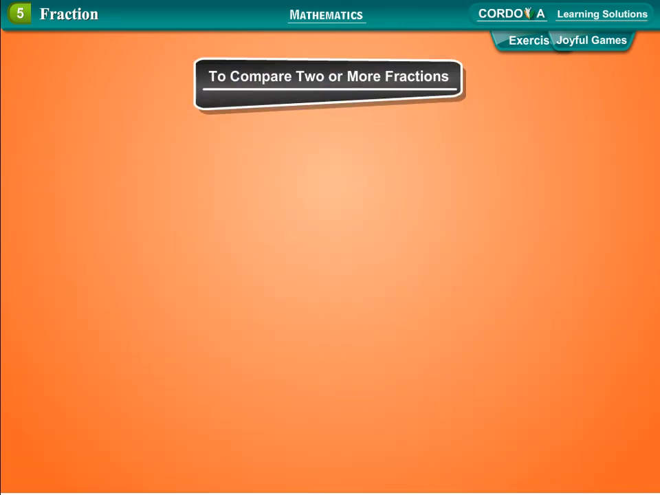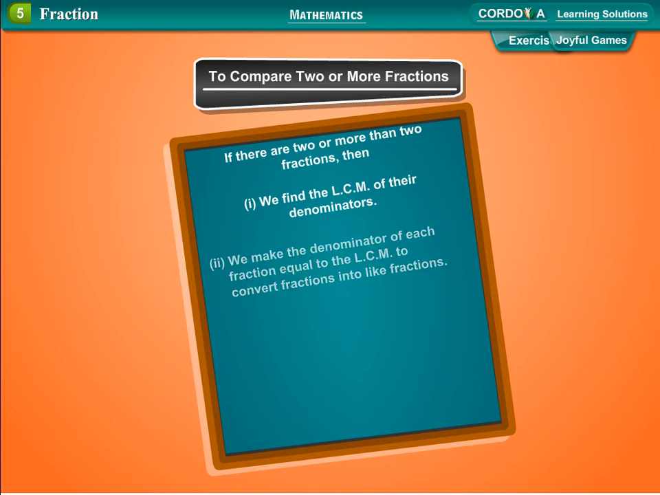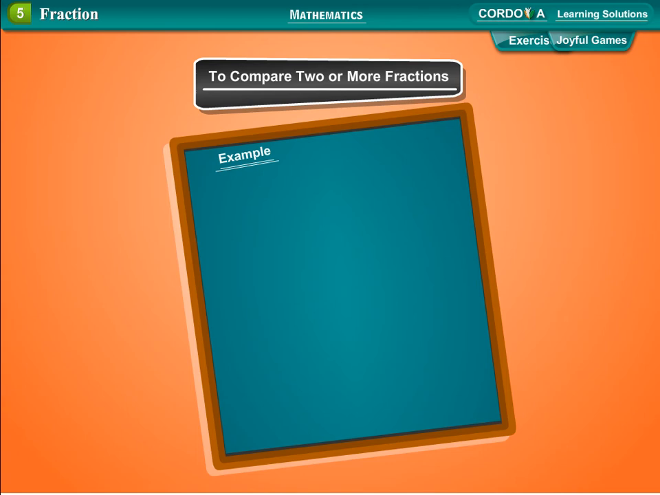To compare two or more fractions, we find the LCM of their denominators. We make the denominator of each fraction equal to the LCM to convert the fractions into like fractions. Then compare the numerators of the fractions. Example: compare the following fractions: 4/5 and 3/4, 7/9 and 13/18.